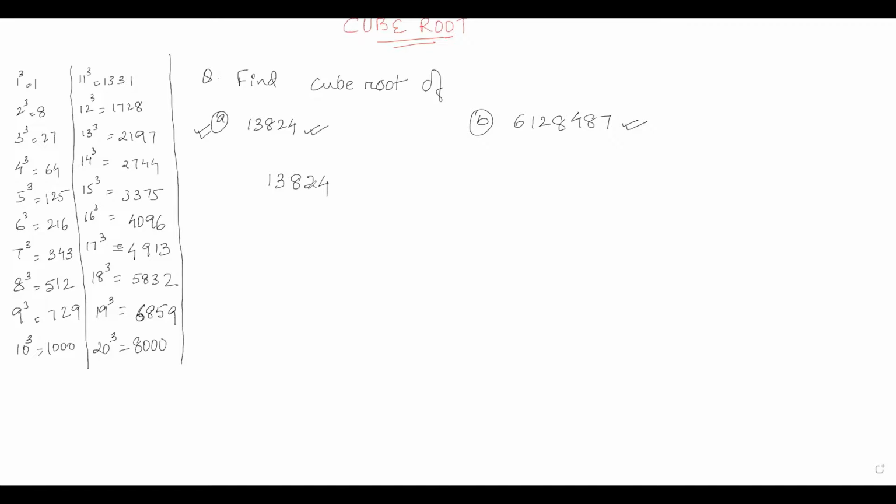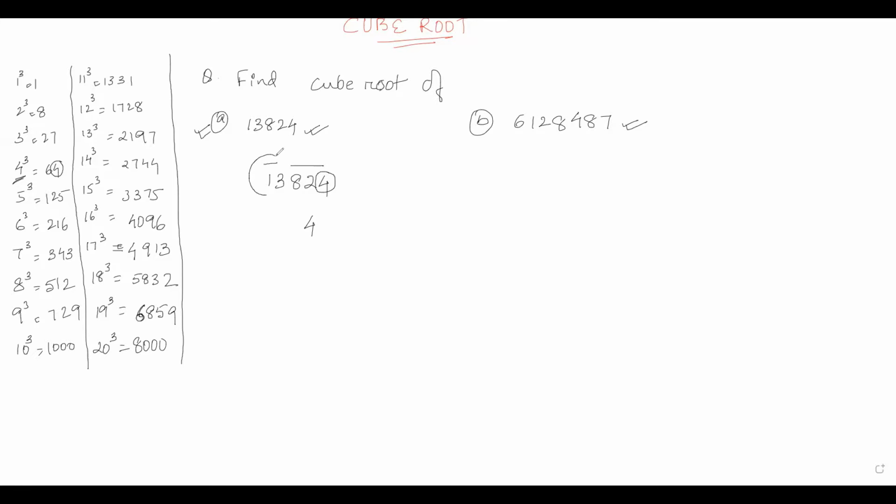We can try the factorization method to find the cube roots, or else we can also use the shortcut method. So let us use the shortcut method. Here the 3 digits from the right-hand side are 824, so the last digit is 4. We need to check the cube of that number which contains the last digit as 4. This is 64, so this is 4 cube. So the cube root of this number will contain the unit digit as 4.